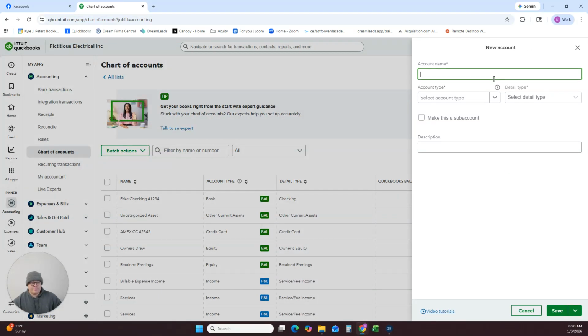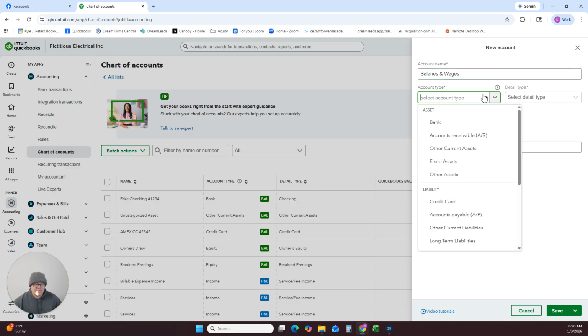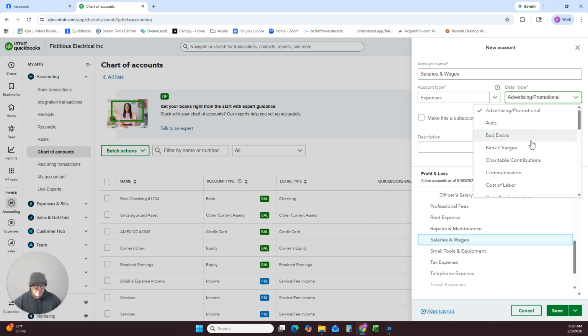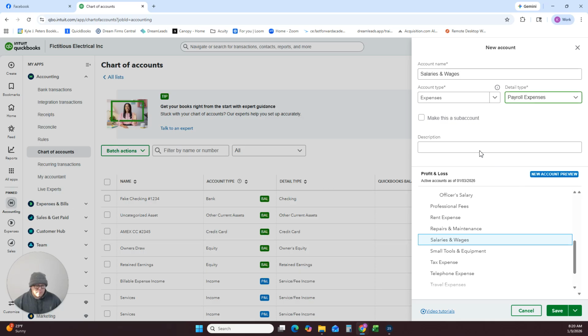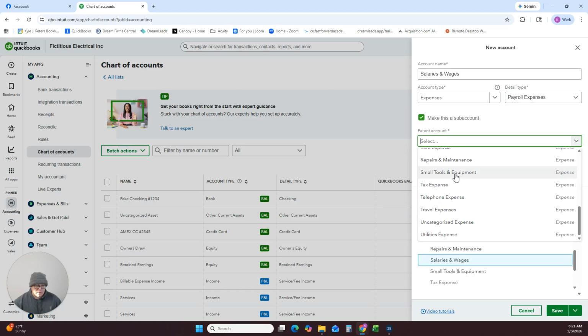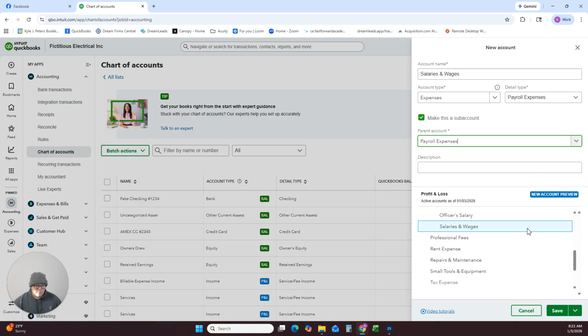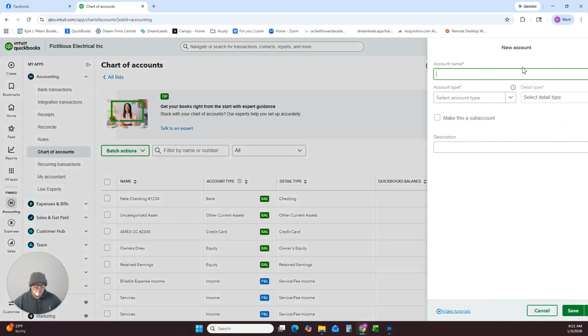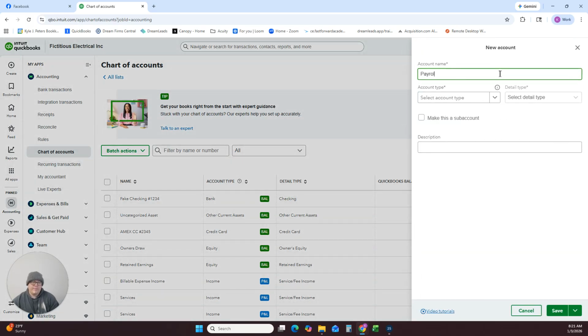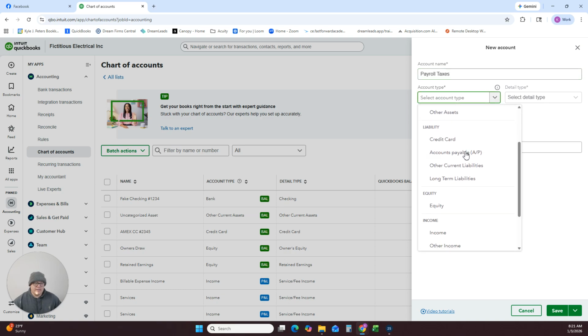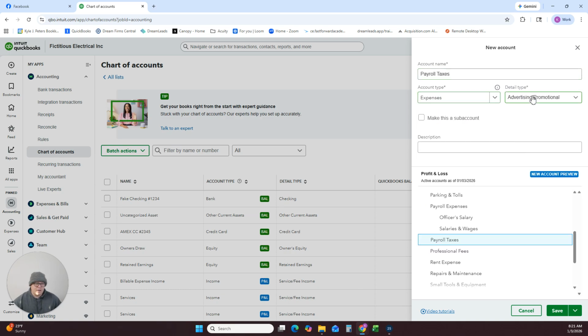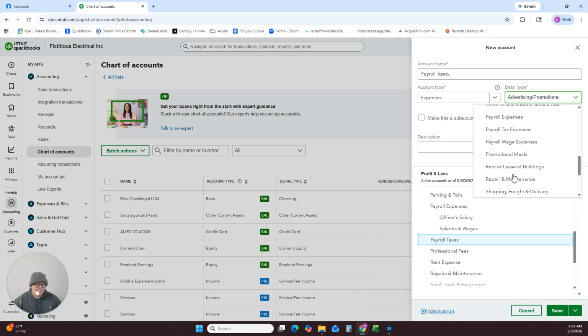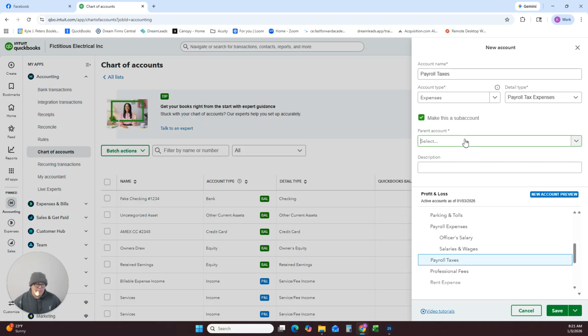I like to have a salary and wages account, and this is going to be what you pay everybody who's not you. And then you're going to have payroll taxes, and this is going to be the taxes that you have to pay as an employer. And again, I would make this a sub-account of payroll expenses.